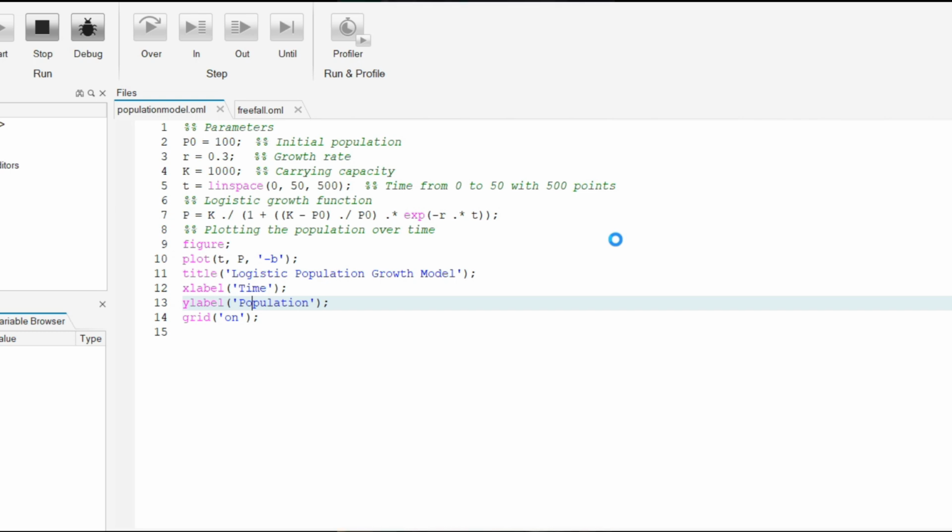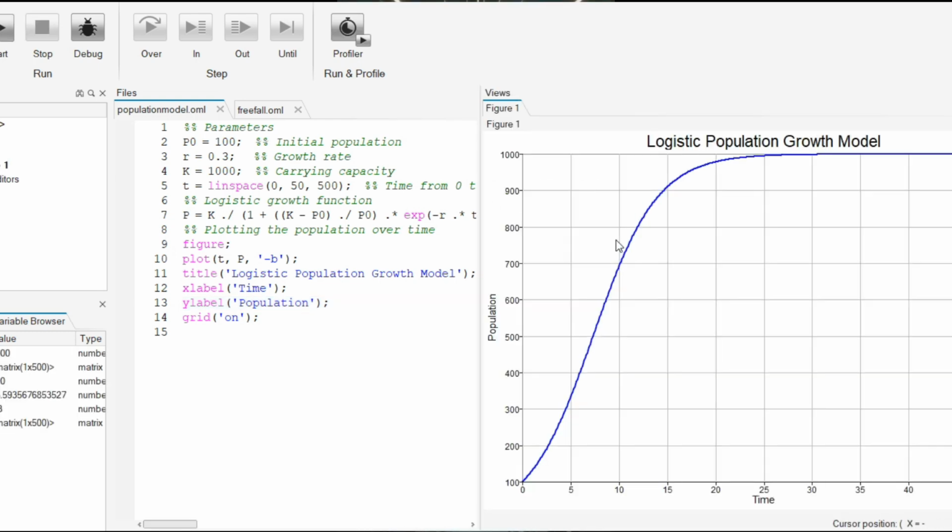Next, the program creates a graph. A new graph window is opened. Then population is plotted against time. Time is shown on the horizontal axis. Population is shown on the vertical axis. A smooth curve shows how population changes with time.